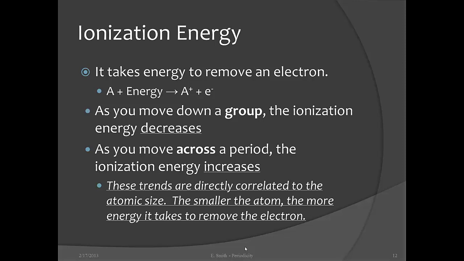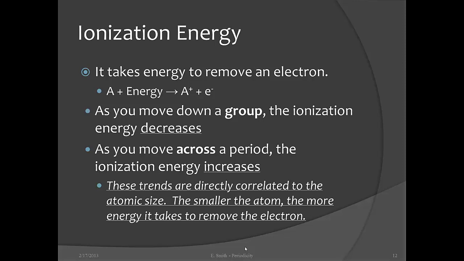So remember this, the size of the atom as we go down a group gets bigger. So if the atom is getting bigger and the electron is further and further away from the nucleus, meaning the force of attraction between the protons and electrons is weaker, what ends up happening is it takes less energy to remove the electron because the electron's further away from the nucleus. Remember, that's what's holding the electron nearby. So as we move down the group, the ionization energy decreases because the atom is getting bigger.